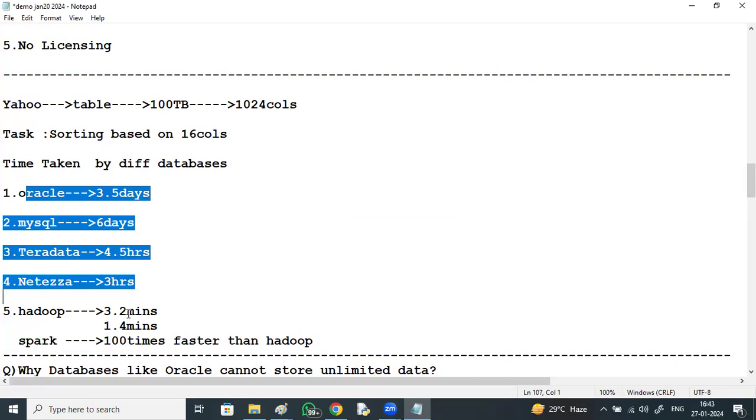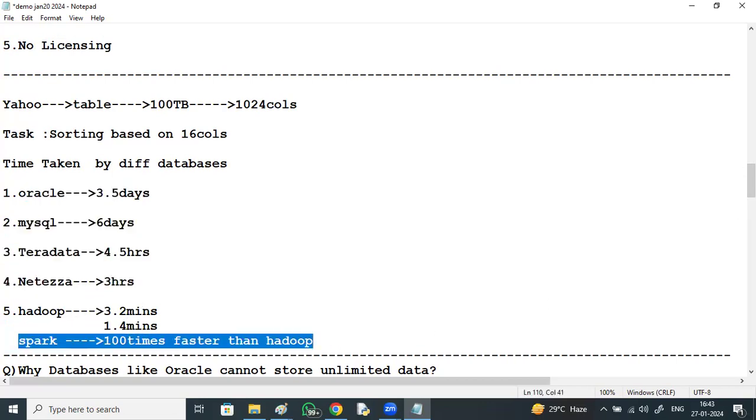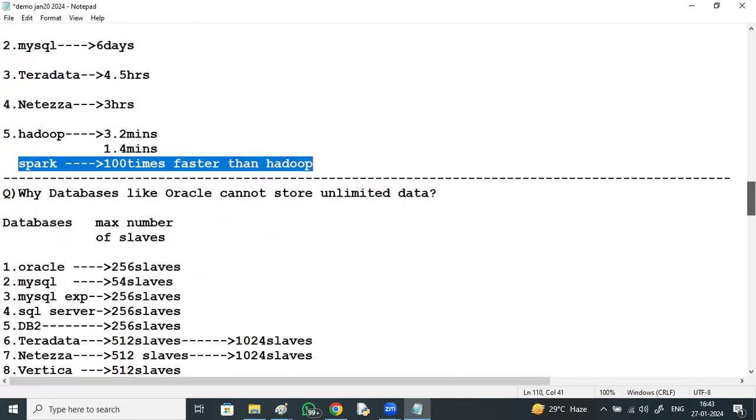But if we talk about Spark, Spark is 100 times faster than Hadoop. See the speed of Spark there.